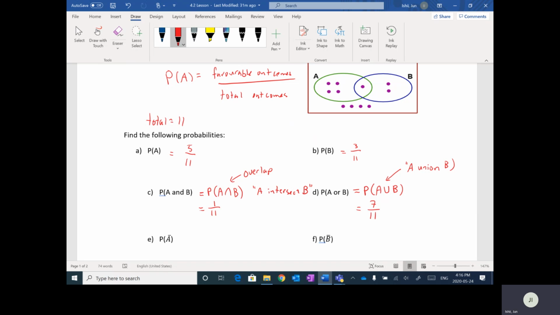So we need to know the difference between A and B versus A or B. A and B means they're happening at the same time, so in this case that's just 1 dot. A or B is one or the other, or both. So A or B would be a bigger probability every time.